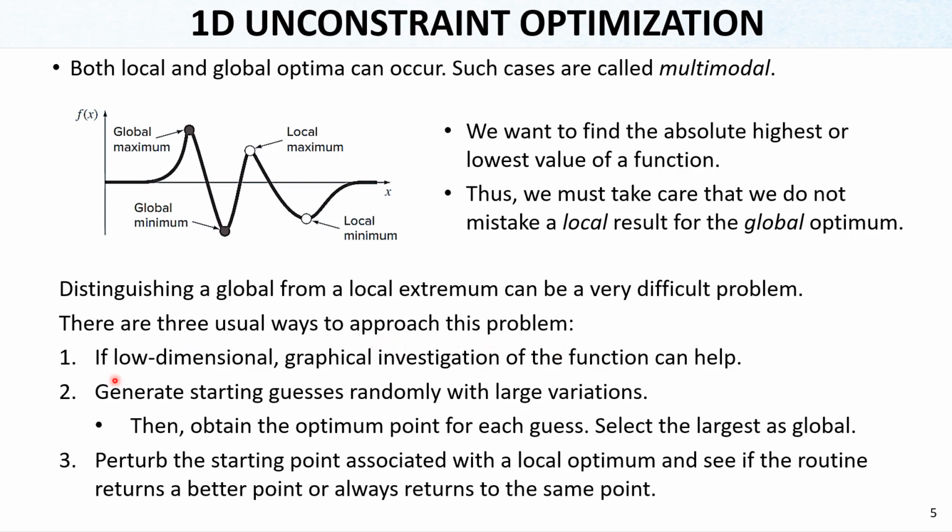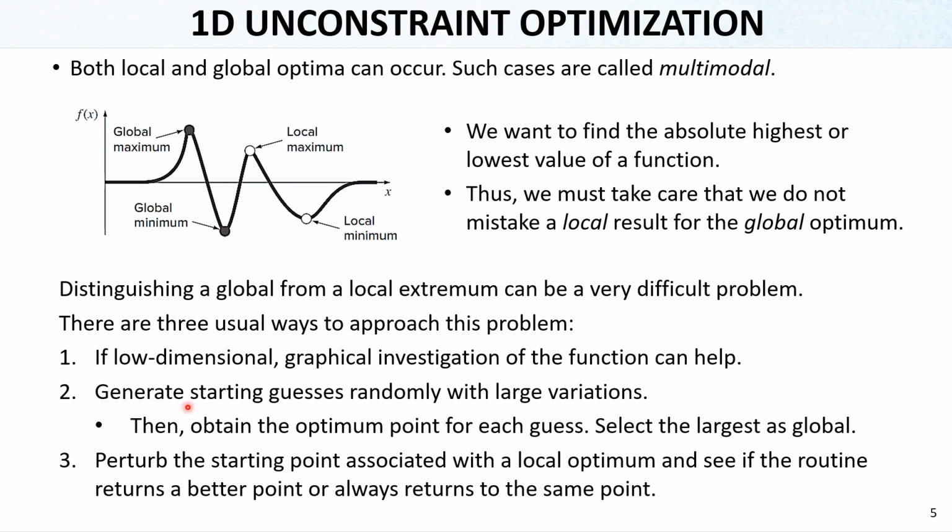Let's check them here. If we have a low-dimensional optimization problem, then a graphical investigation will help. You can see here, we can easily see that the global optimum is somewhere between these values, and we can start closer to this and go to this global optimum value. But if we don't plot a graph, then we may start from here, for instance, and it can go to the local value. And that can be a problem. So graphical investigation is a good solution and recommended if it is possible.